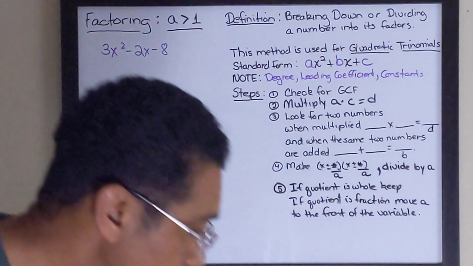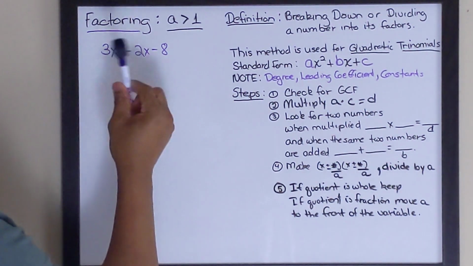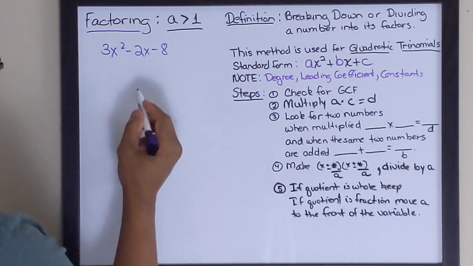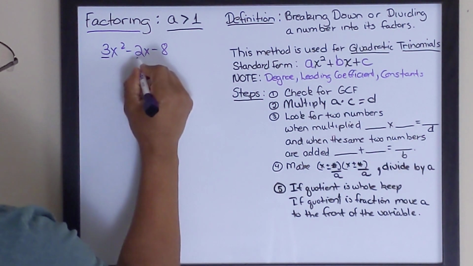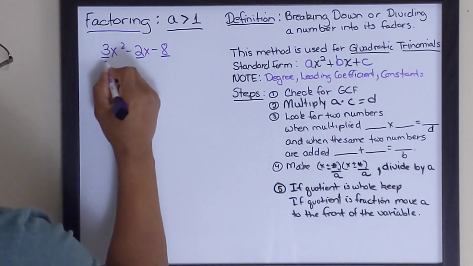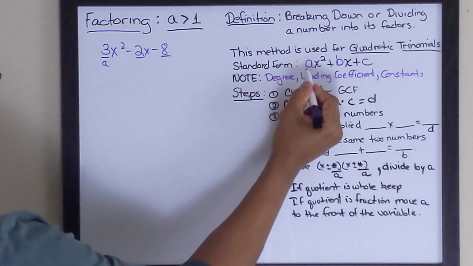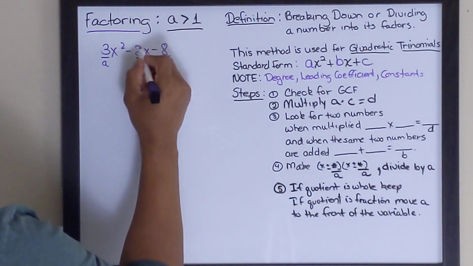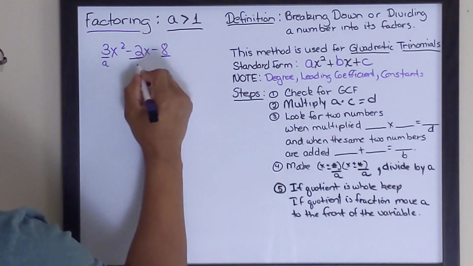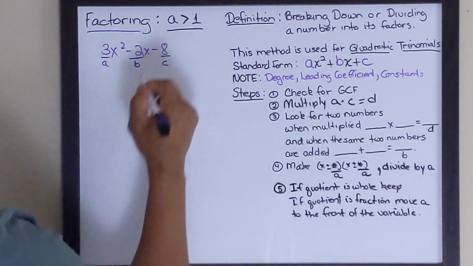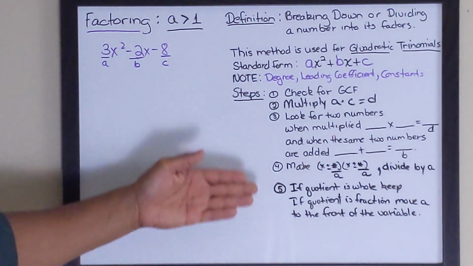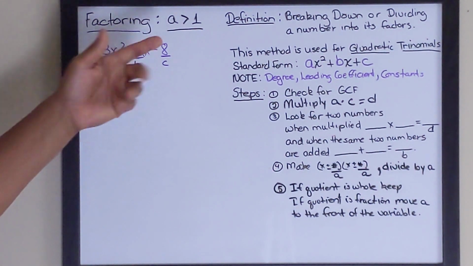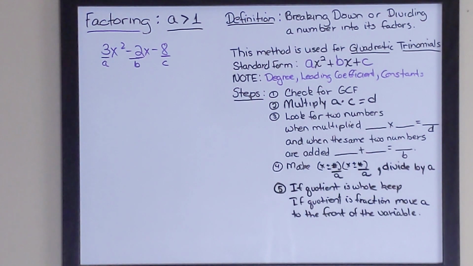If you look at this problem, it is a quadratic, right, because the degree is 2. The values are 3, 2, and 8. 3 is our value of a that we're talking about here in this form. Actually, negative 2 is the value of b, and the value of c is negative 8. So let's go ahead and go through these steps to factor this polynomial we have up here.